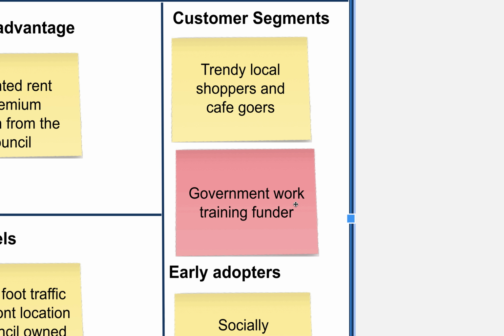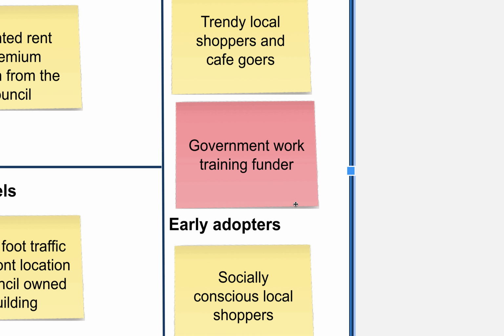The other customer type that we've got to contend with to make our business model work is a government work training funder. So a government agency that's going to fund us to provide work training and employment for people. That's going to be the other part of our income.